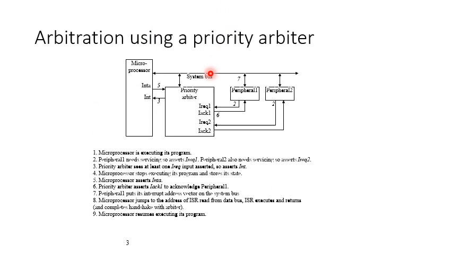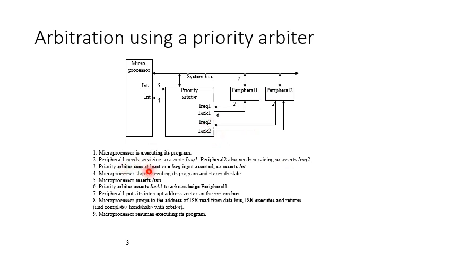As I've told you all these steps, now just go through them. In the first cycle, the microprocessor is executing its program. It's not mentioned in the diagram, but that is the first cycle. In the second cycle, peripheral 1 needs servicing, so it will assert interrupt request 1. At the same time, peripheral 2 also needs service, so it asserts interrupt request 2.